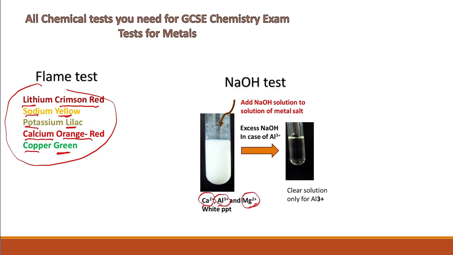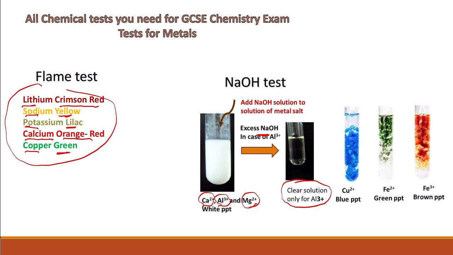However, there is an additional test or an additional step to identify the aluminium, because if you add excess sodium hydroxide, aluminium will give you a clear solution. So only aluminium will give you the clear solution if you add excess of the sodium hydroxide. Calcium and magnesium will remain with the white precipitate. Also, we have copper 2 plus will give you blue precipitate with sodium hydroxide, iron 2 plus will give you green precipitate, and iron 3 plus will give you brown precipitate with sodium hydroxide.